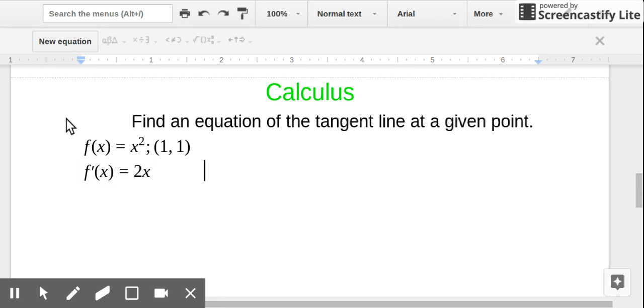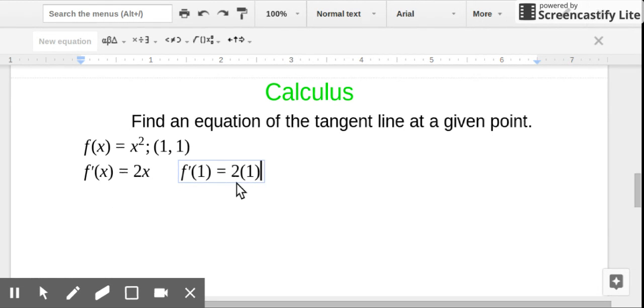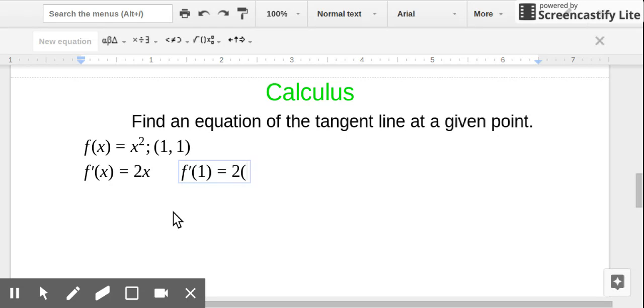So we're trying to find the equation of a line that passes through the point (1, 1) and has the slope. Now remember, we've got to find the slope. So let's do that. Remember the slope of the tangent line at that point. We did this in the previous section, so we're going to plug in our x coordinate, the number right here in our ordered pair, into the derivative. So 2 times 1 is just 2. Okay, so we know that that's the slope of the tangent line.